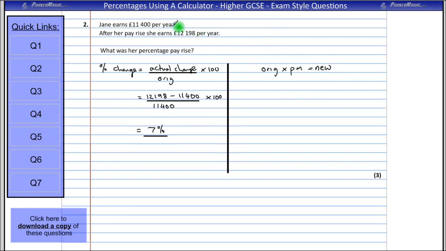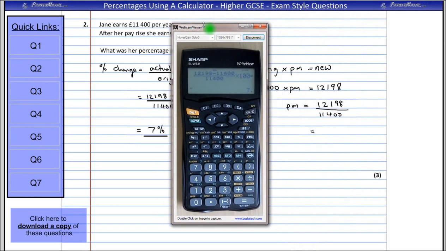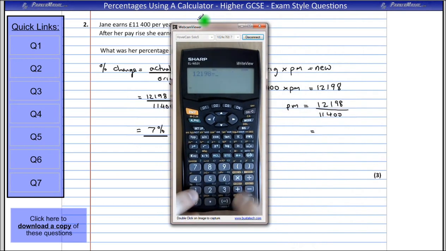So our original amount is 11,400 times this percentage multiplier equals 12,198. We are still using a formula, but if you use this method, you only have to remember this one formula for all the different types of questions, and not lots of different separate formulas. This would make our percentage multiplier 12,198 divided by 11,400, and if we do that, we would get 1.07.